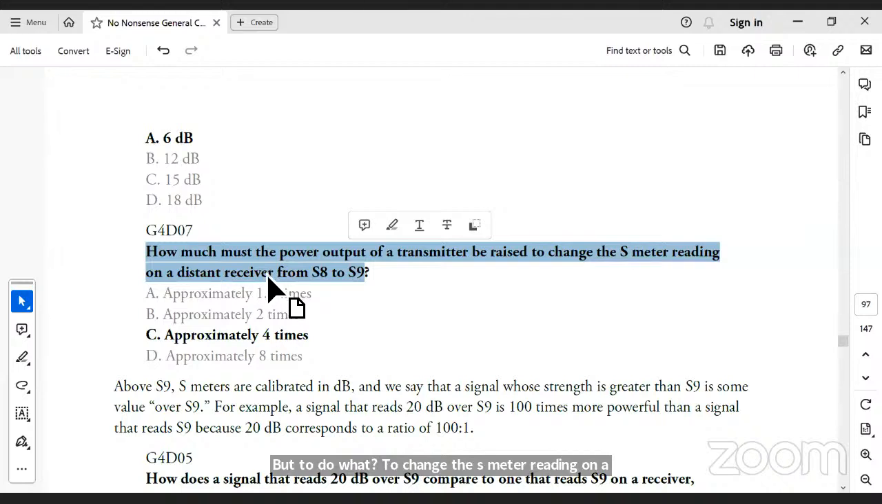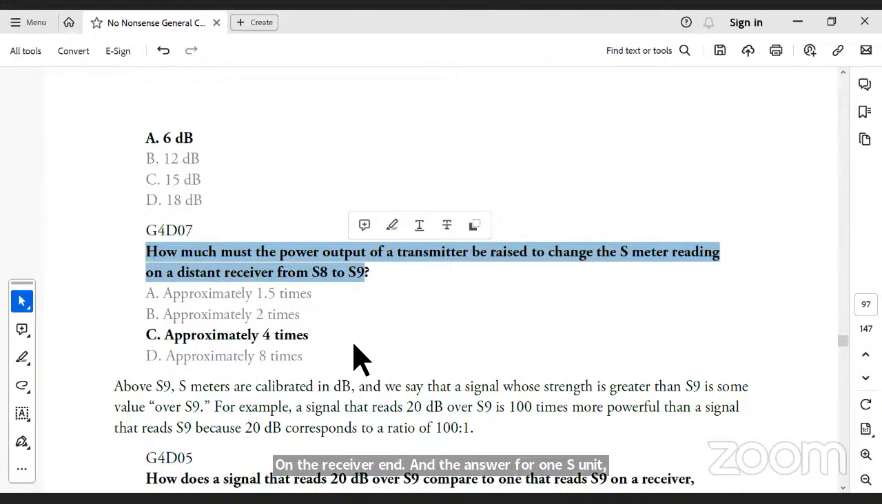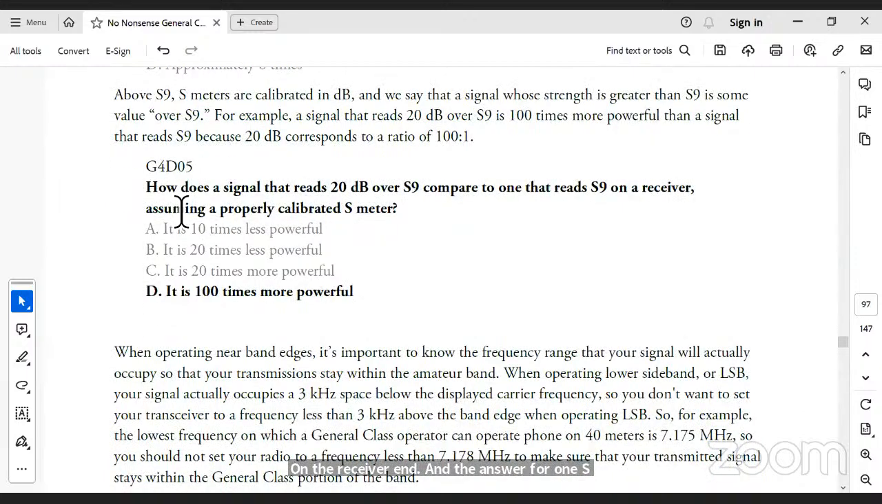So in other words, not our S meter where we are, but our colleague, the other amateur radio operator, he or she has an S meter on their receiver. And we want to change that. We want to increase our own transmit power so that our colleague on the other end of the globe, perhaps, sees the signal go from S8 to S9. How much must we increase our transmitter power to achieve that one S unit increase on the receiver end? And the answer for one S unit is approximately 4 times the transmit power we must use.